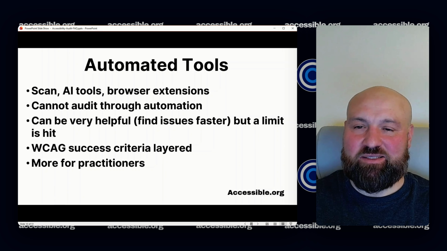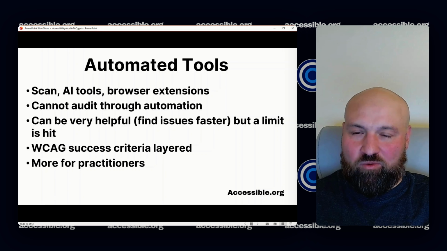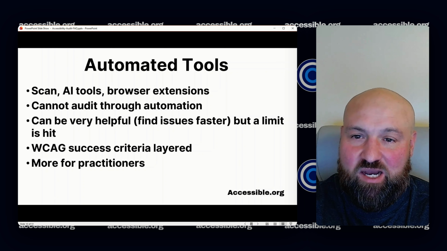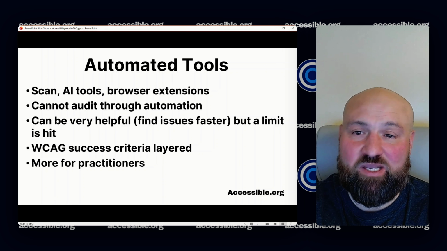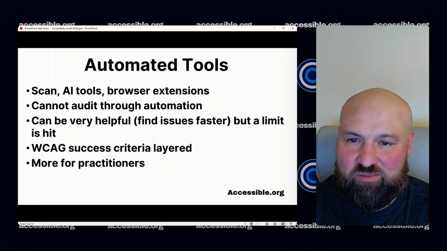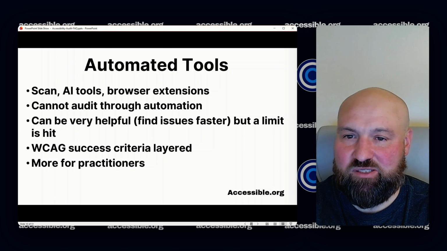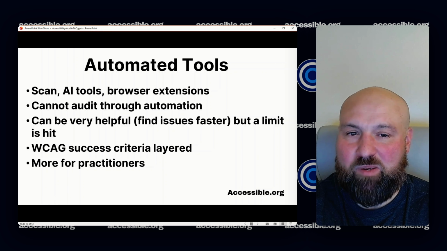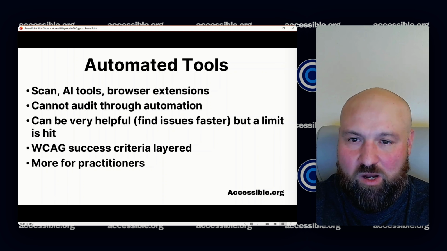Can you conduct an accessibility audit using only automated tools? No, you cannot. And this is regardless of what tools you're using. So we can have everything available to us, multiple scans, different AI specialty tools, browser extensions, other applications and/or software. And we're not going to be able to conduct an audit through automation.